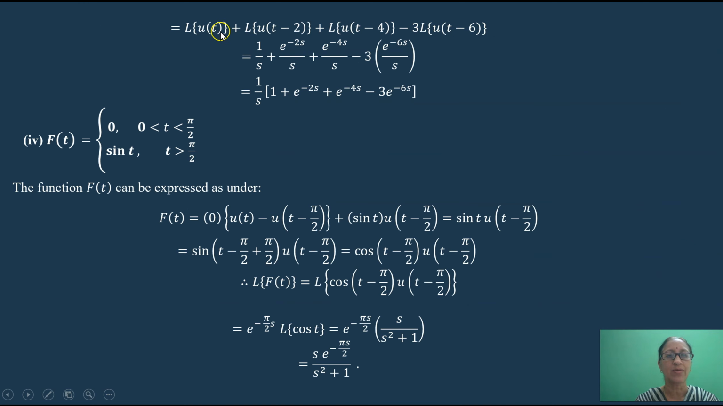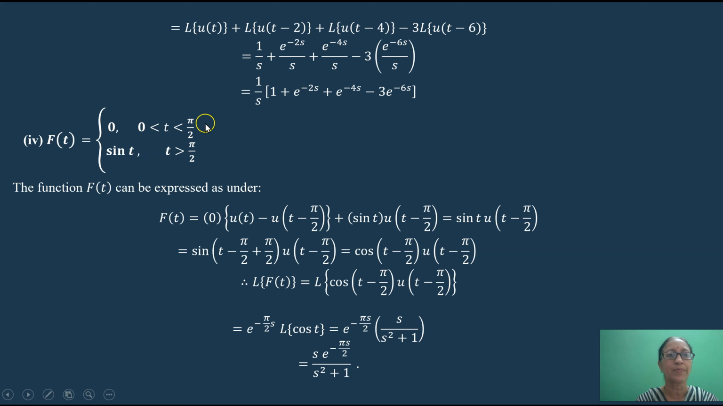So Laplace transform of u of t is 1 by s plus Laplace transform of u of t minus 2 is e power minus as upon s. Here a equal to 2. That's why we get e power minus 2s upon s. Here e power minus 4s upon s minus 3 into e power minus 6s upon s. So when you take 1 by s outside, we get 1 by s into 1 plus e power minus 2s plus e power minus 4s minus 3 into e power minus 6s. This is Laplace transform of given function.